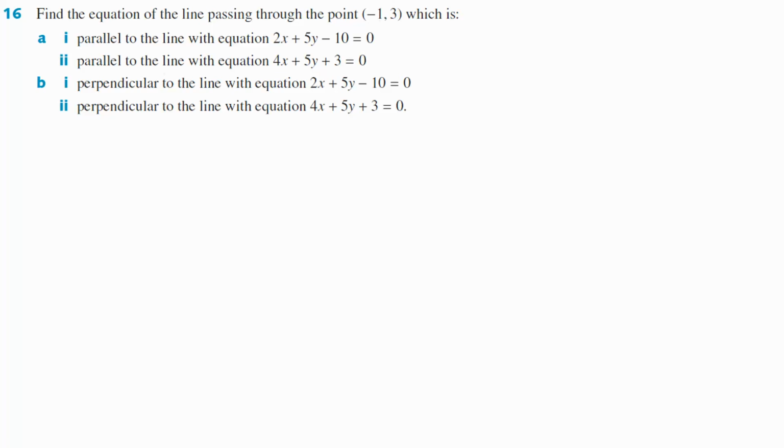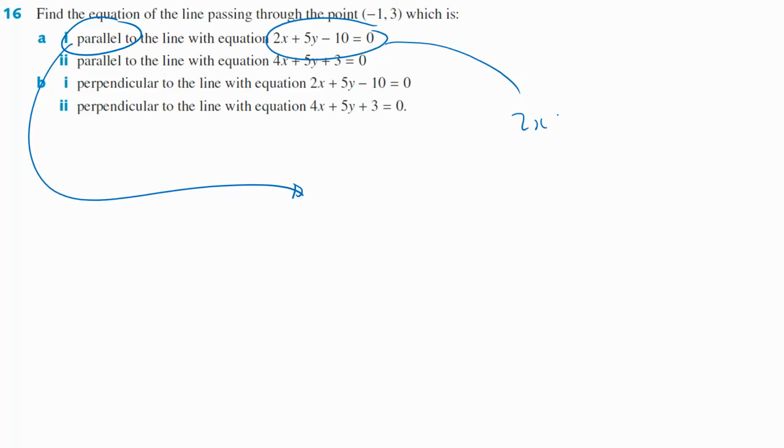Now, this is a linear equation. It's back to year 9, year 10, year 11 mathematics. Let's try to do this. When we know it's parallel, what does the parallel tell us? Why do we want to know it's parallel? Same gradient. Now, if you look at this equation here, what is my gradient for 2x plus 5y minus 10 equals 0? What's the gradient? How do we know that?